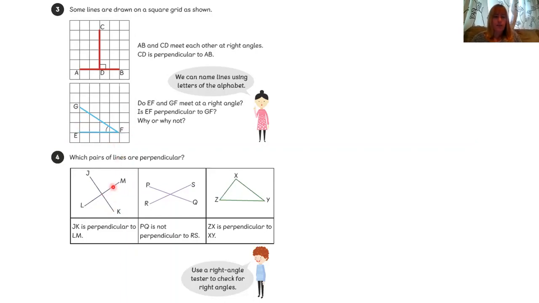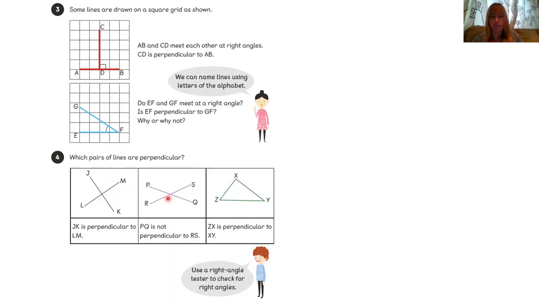Let's have a look over here. Which pairs of lines are perpendicular? So we have the line JK and the line LM. Now if you have your right angle detector at home with you, you could measure and see, is this a right angle? And you will find that they do make right angles. So because these angles are all right angles, we can say that JK is perpendicular to LM.